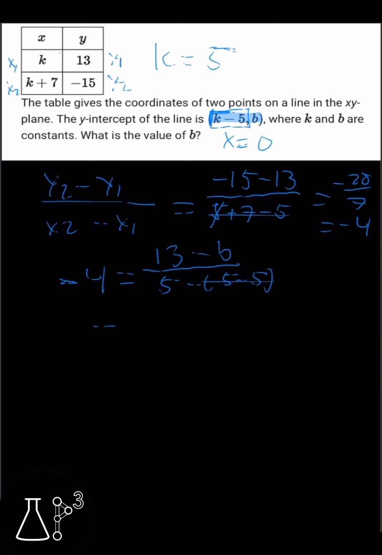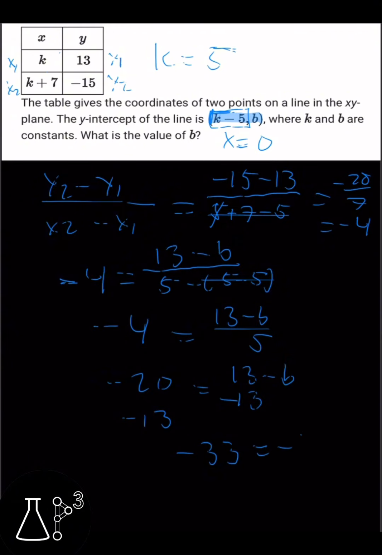And I'm going to get negative 4 equals 13 minus b, and then divided by 5. If I multiply by 5 on both sides, I'm going to get negative 20 equals 13 minus b. If I subtract 13 on both sides, that's going to give negative 33 equals negative b. And if I multiply by negative 1, that's going to give me b equals 33, and that is our answer.